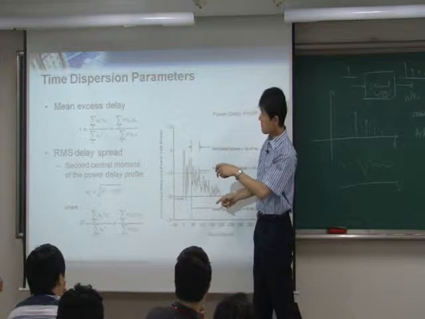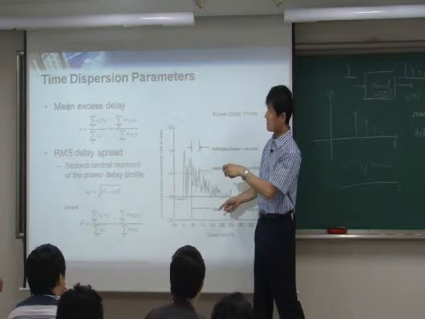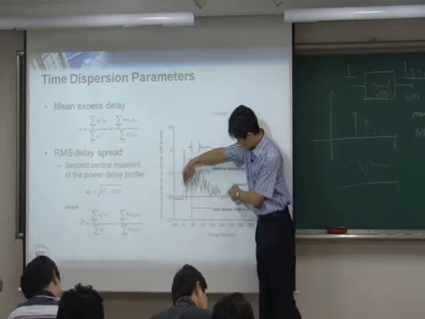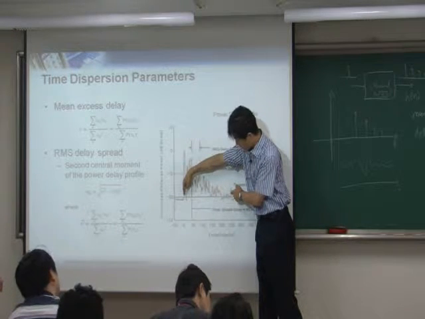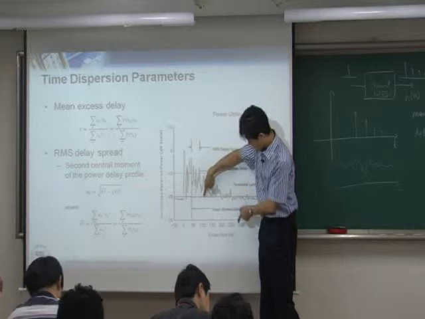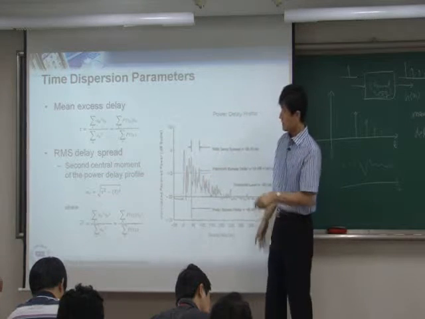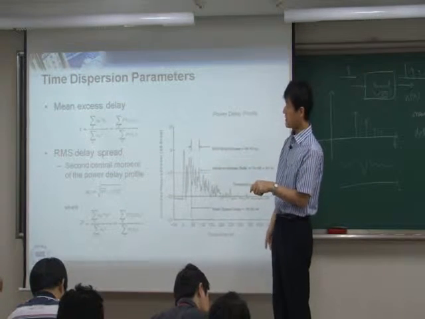So we do the mean. We take the average of that. That's the mean excess delay. So in this case, this is going to be the maximum delay. So the mean delay is something around here, right? Maybe. And you see that here is the RMS delay spread.